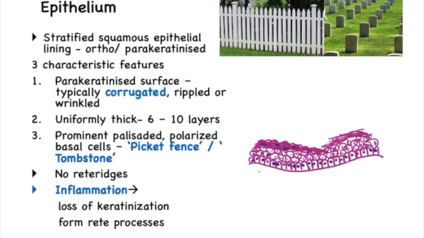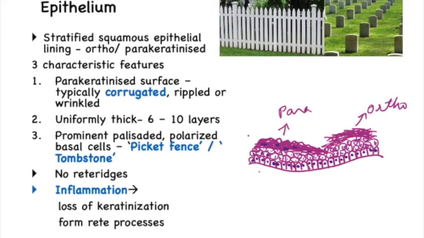Now coming to the epithelium again, you can see that it has 3 characteristic features. The first is the surface keratinization, which is thrown into ripples or corrugations. Especially in the parakeratinized type of OKC, we see such an arrangement of keratin on the surface, and it's very characteristic. Whereas in orthokeratinized OKC, we see it as scales or a fish scale kind of arrangement. So this is ortho, this is parakeratinized OKC surface keratinization.